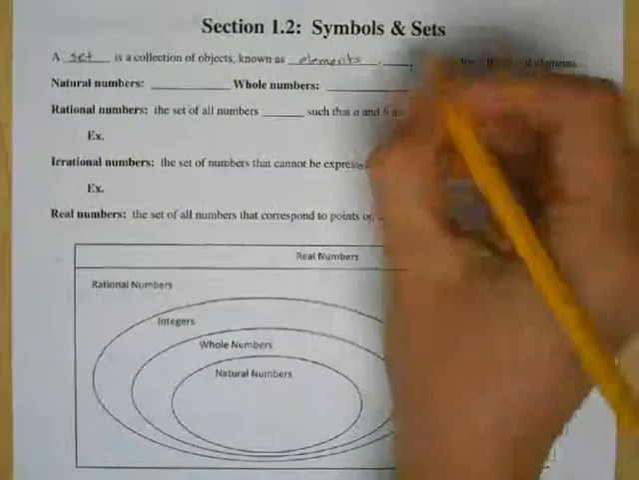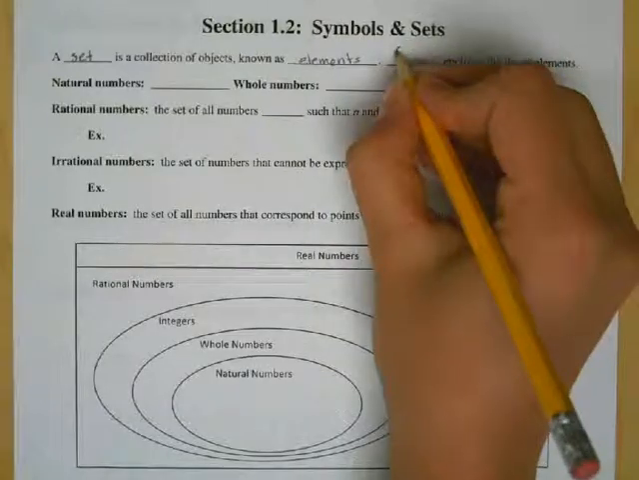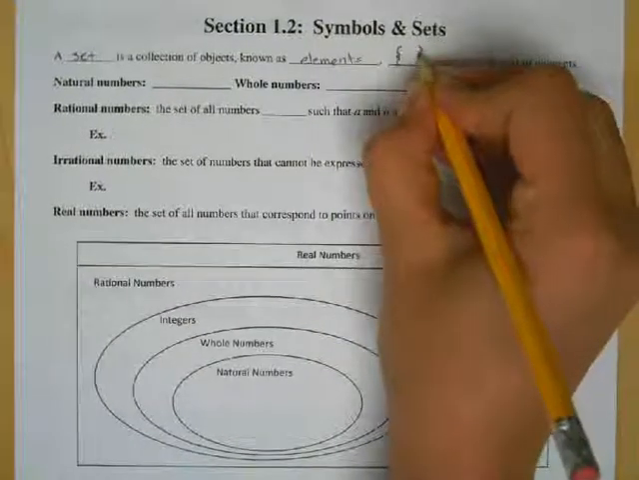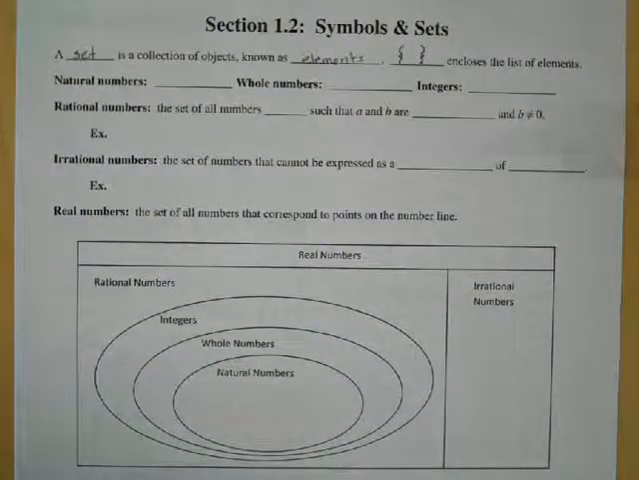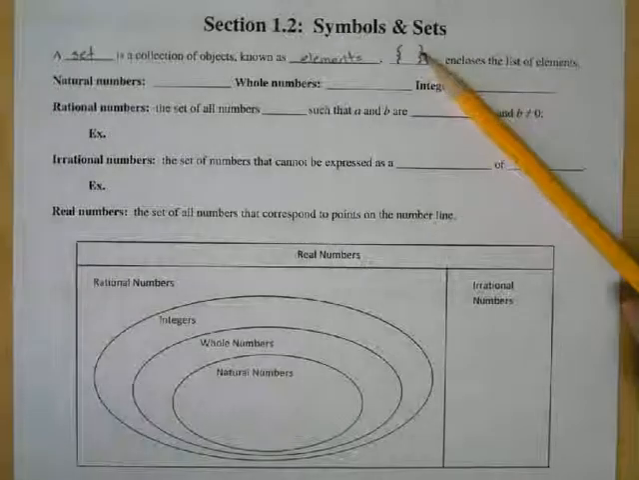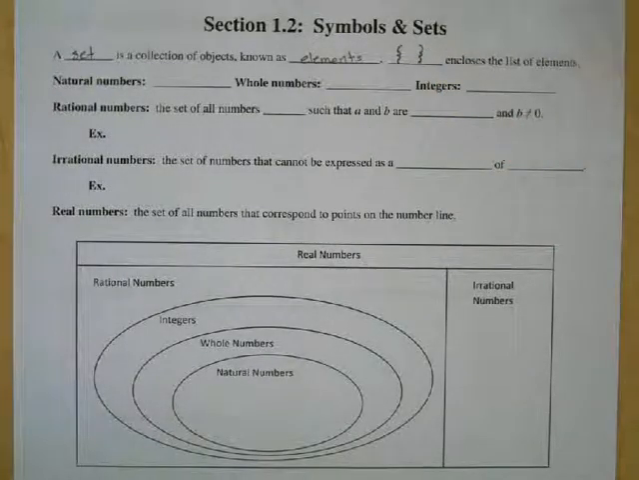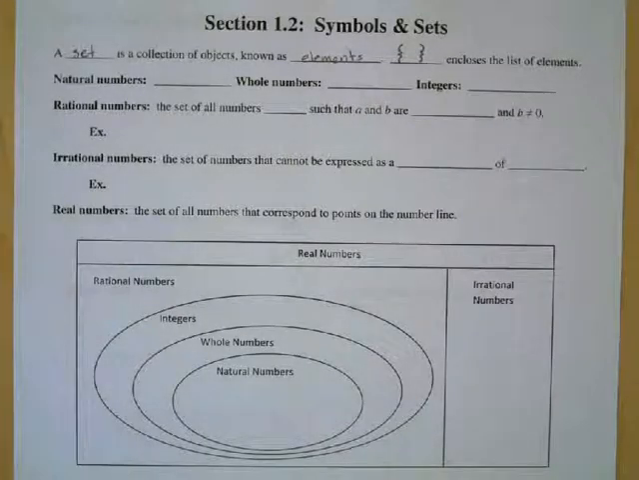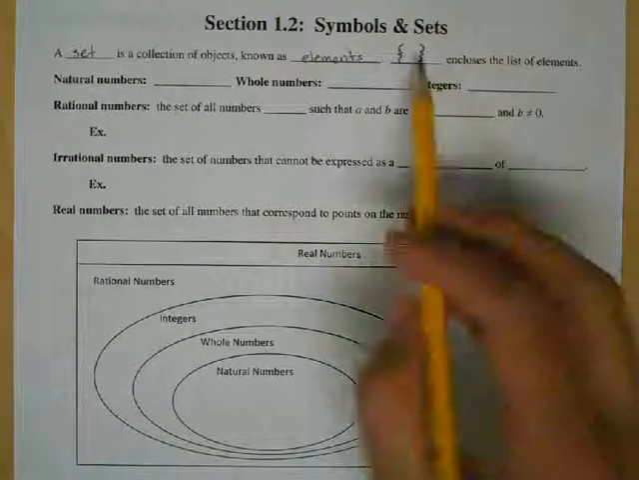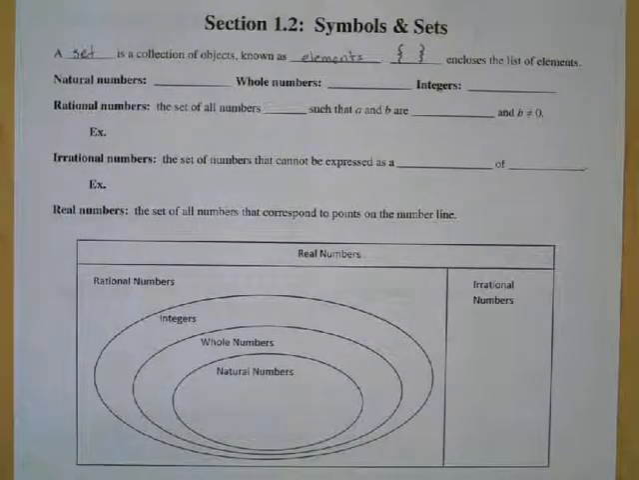We use the squiggly little brackets that look like such to enclose the list of elements. Anytime you see squiggly brackets like this, that means all of the numbers inside are individual numbers, or individual elements, within that set. That's a little different than a regular set of parentheses, which sometimes could mean a coordinate point or a range of numbers. Inside here it's going to be the specific ones listed.